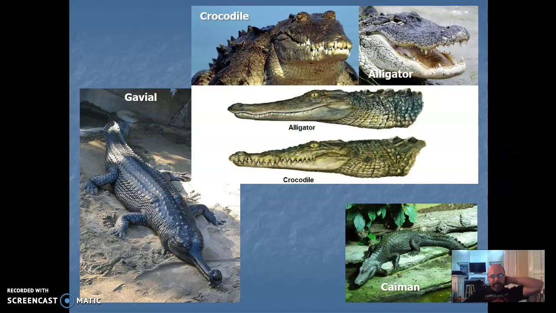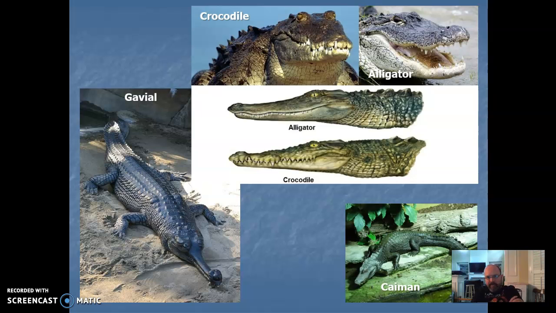So finishing up, here is a survey of crocodilians. We've got a crocodile at the top. We've got an alligator at top right. Both of those are common in this area, the east coast of the United States. We have some crocodiles that are farther south. Alligators are more common a little bit farther north. The gavial on the left, you can see, has that skinny, elongated snout. Caimans look a lot like crocodiles, but they're much smaller.